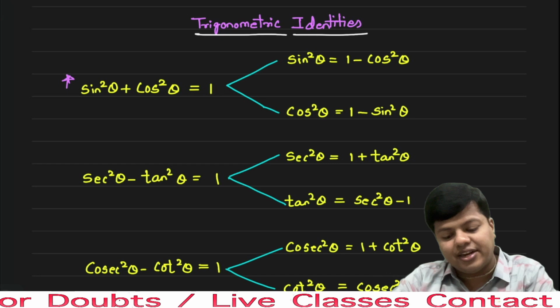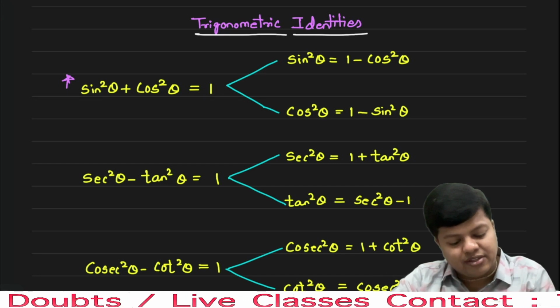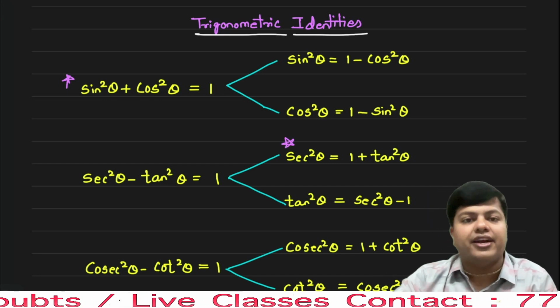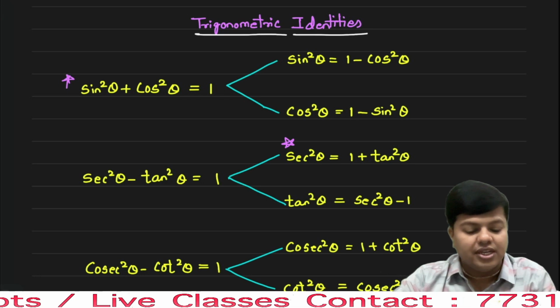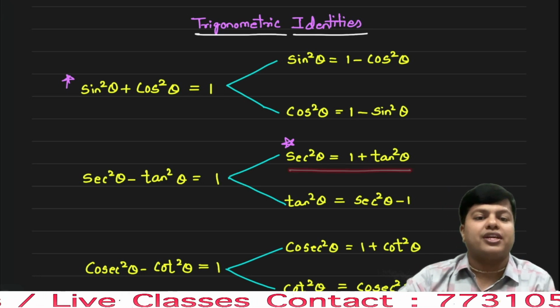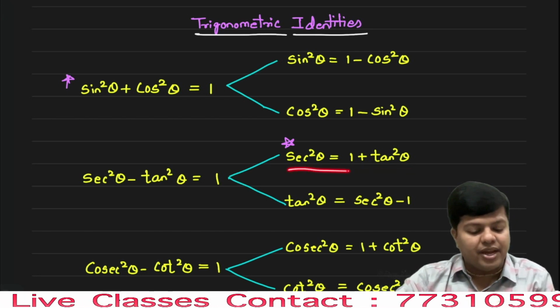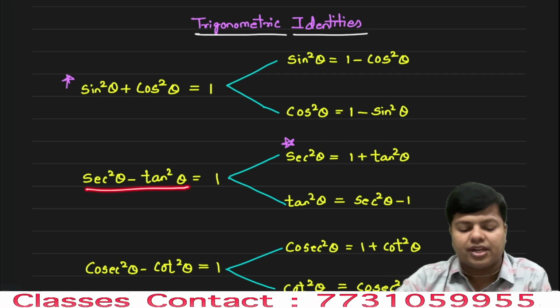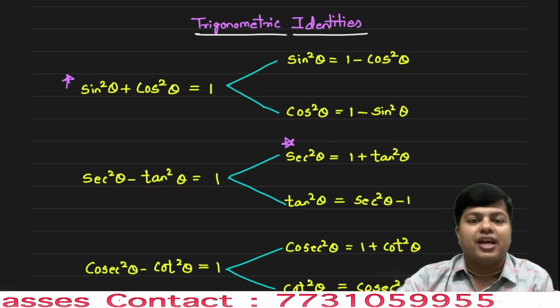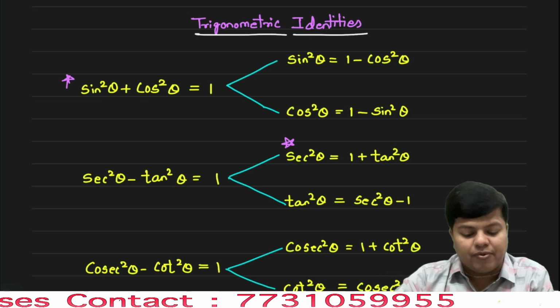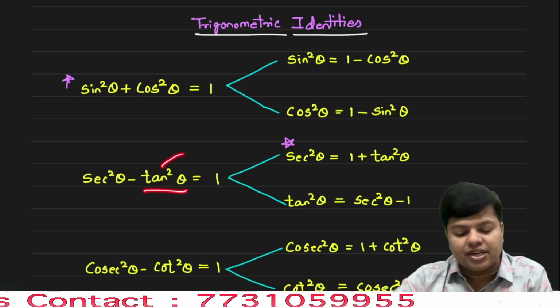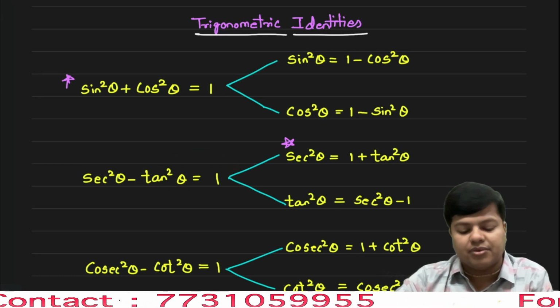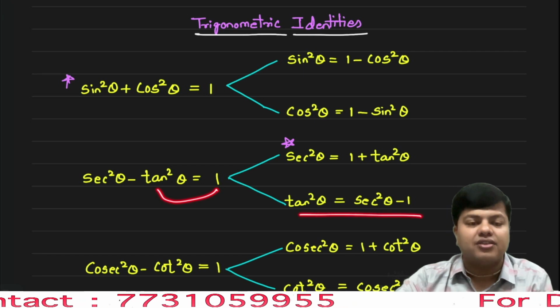Okay sir, we got this identity. The next one is the main identity given in the textbook: secant square theta is equal to 1 plus tan square theta. If we bring plus tan square theta to this side, it becomes secant square theta minus tan square theta is equal to 1. And if we want only tan square theta, the 1 goes to the right hand side, and it becomes secant square theta minus 1.